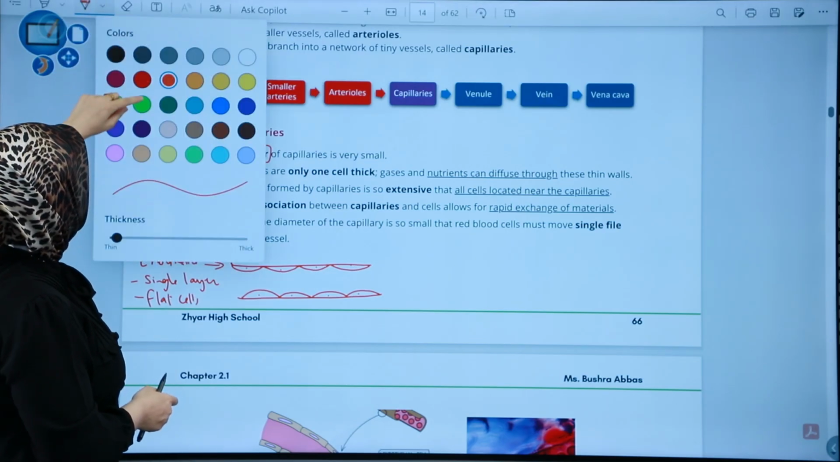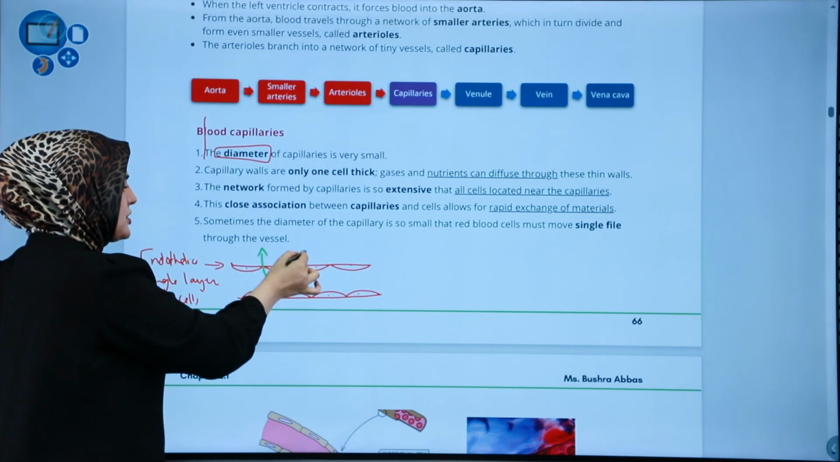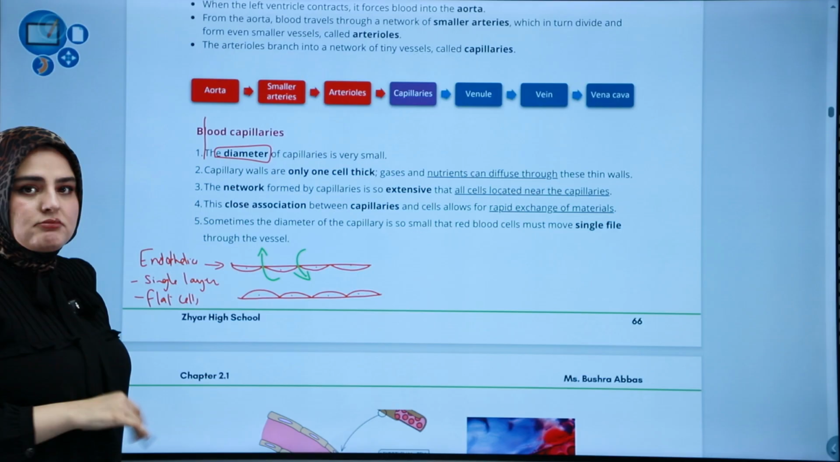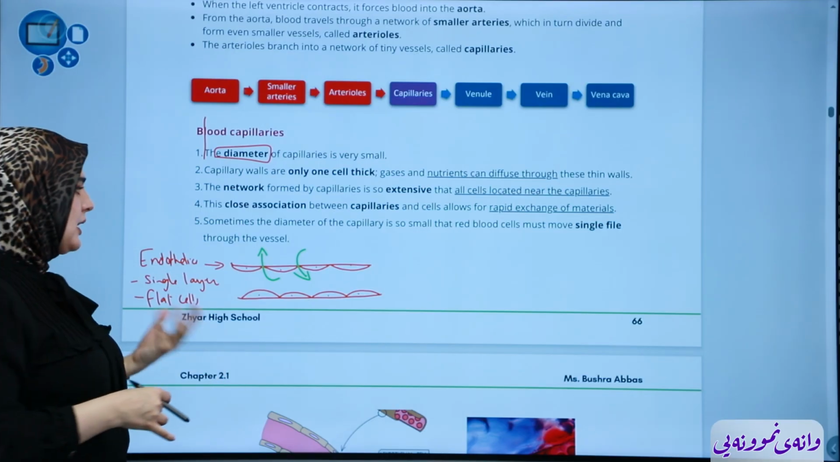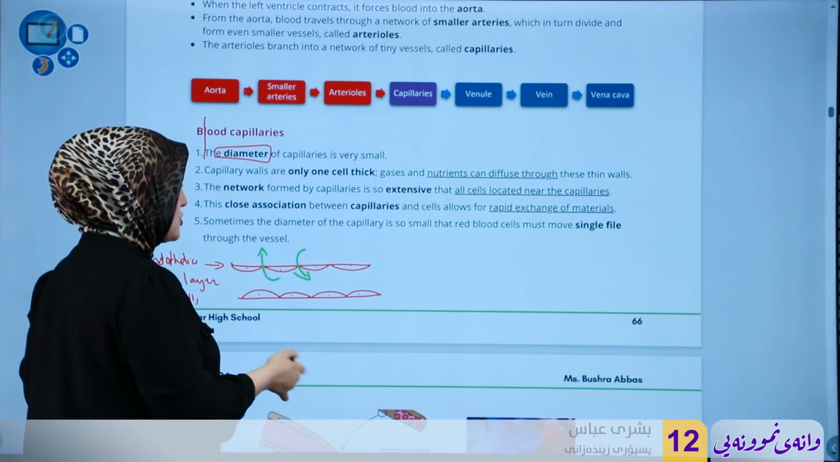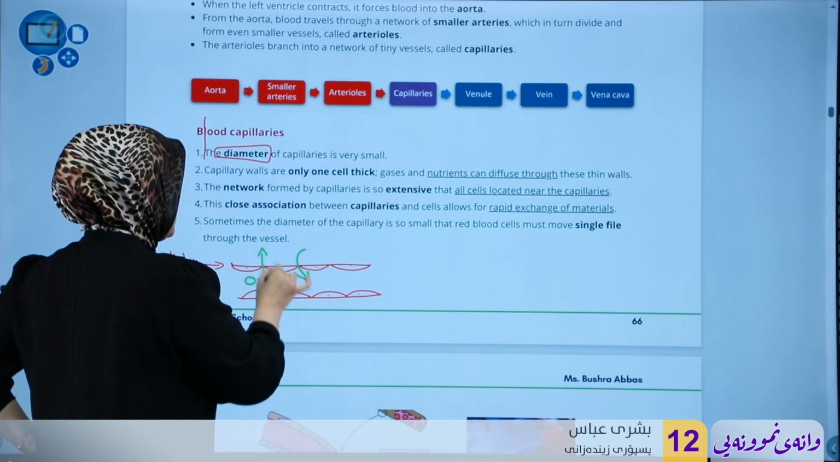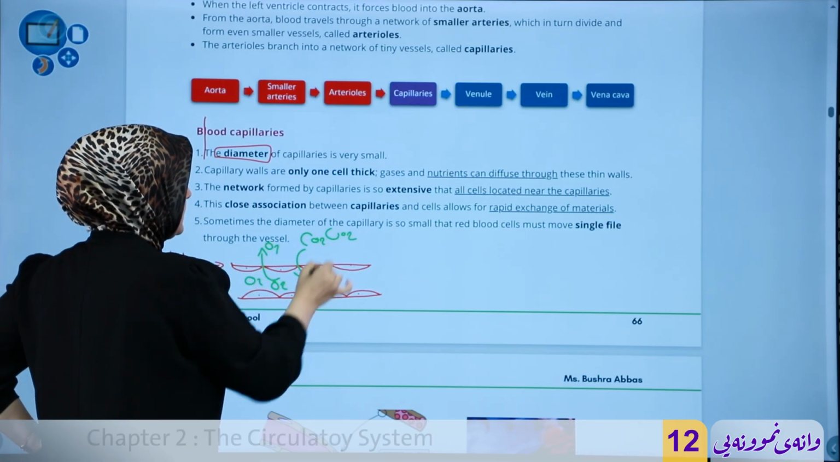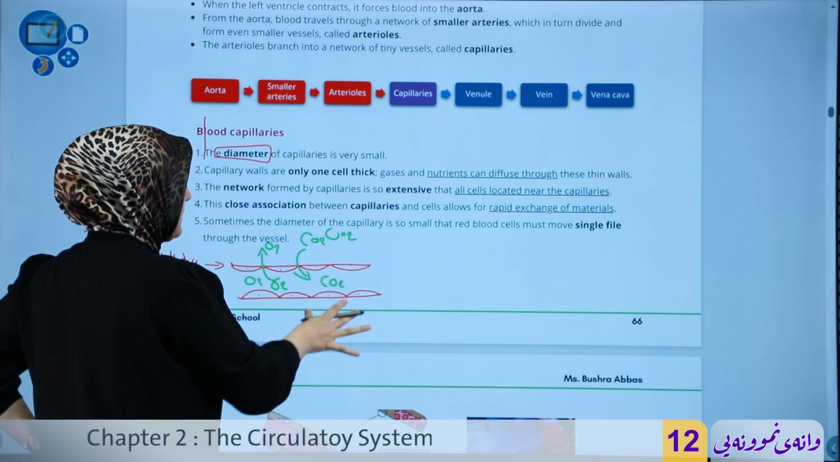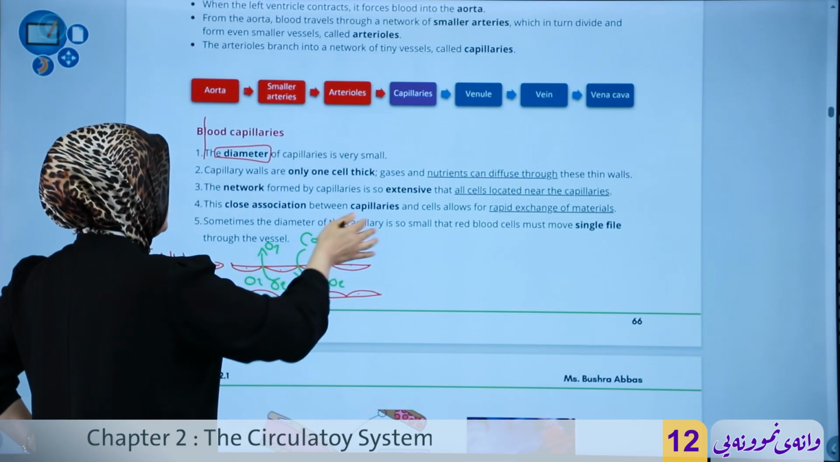How? Because if they have a very thin wall, things easily pass by diffusion in and out. Remember, diffusion is when they are naturally going from a high concentration area to a low concentration area. That means if there is a lot of oxygen here, the oxygen goes out. If there is a lot of CO2 here, the CO2 goes into the area where there's less CO2. Okay? That's making diffusion easier.